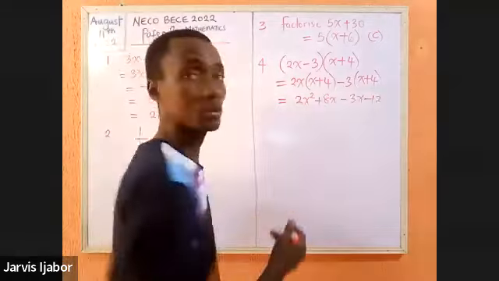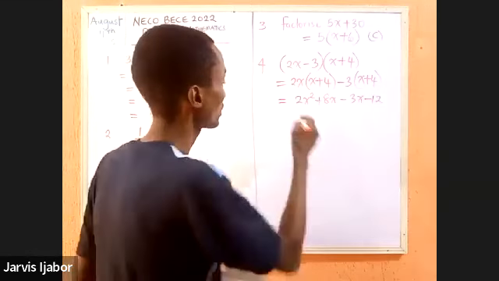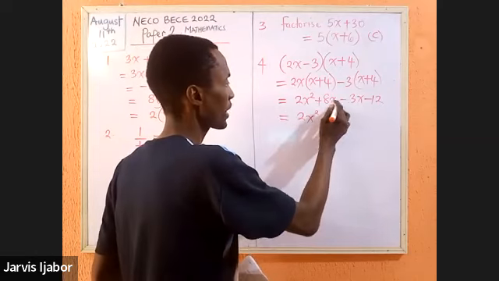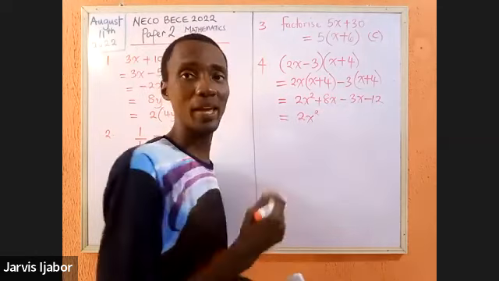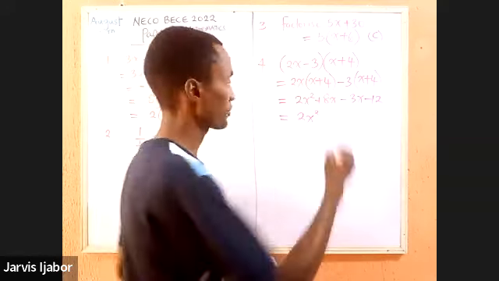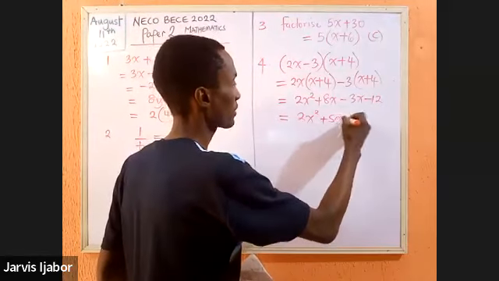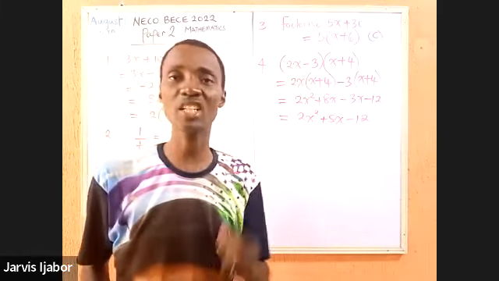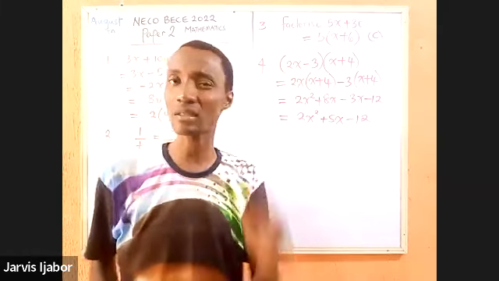Now, with that done, this will be equal to 2x squared. These terms, x and x, are like. So 8 minus 3 gives me 5. That'll be plus 5x minus 12. Remember that you are told to find the coefficient of x.